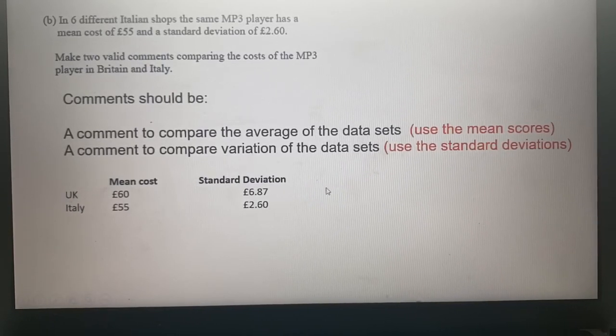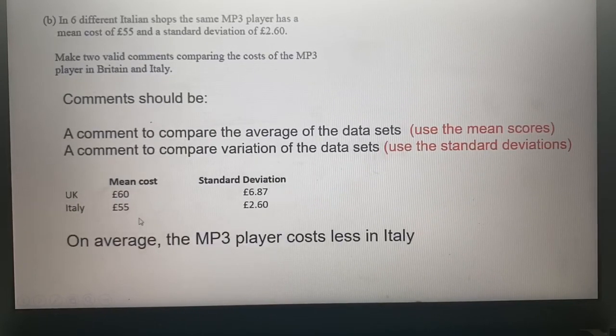So our first comment compares this mean of £60 and £55. So on average, the MP3 player costs less in Italy, or on average, the MP3 player costs more in the UK or Britain. Something like that, but it should specifically say the average. You cannot just say that it costs less in Italy. Not every single one of them will. This is just about our average. That's all we can say about that.